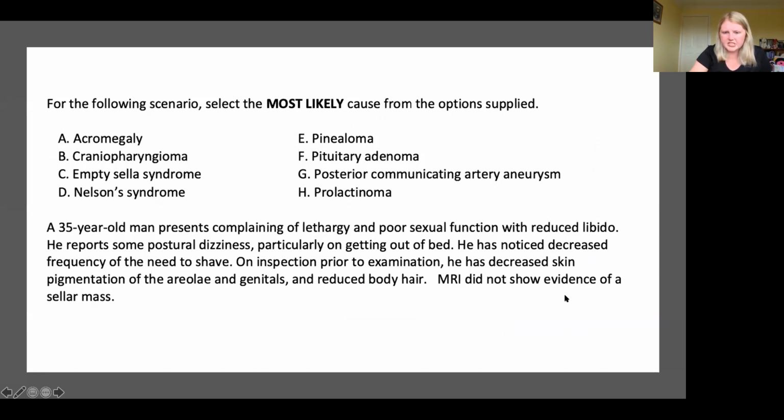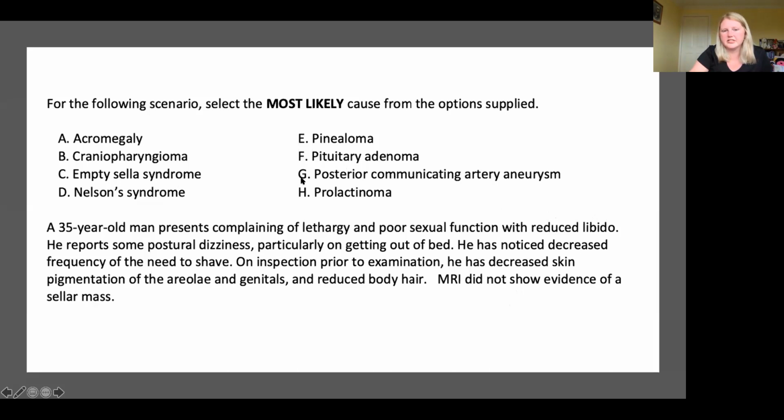Okay, getting some mixed answers here. So this one is a bit of a trick question. So as you would expect, we are seeing some signs that there is an endocrine abnormality going on, but I think the most important line in this is that there was no evidence of a cellular mass on MRI, which essentially rules out quite a lot of these.